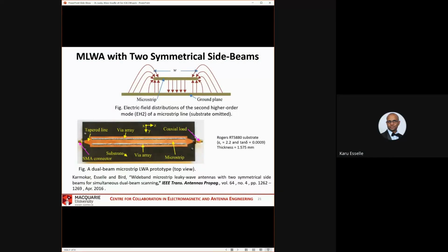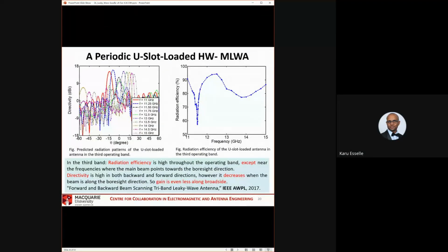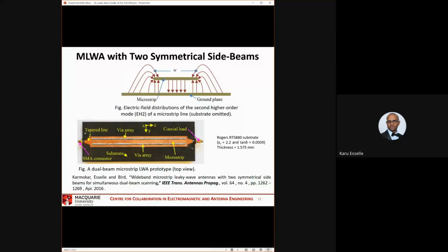Okay. I suppose this is where we stopped yesterday, and so we can continue from here. This is a solution when we have two beams on the two sides. So it is not half width microstrip as you can see, and it is a different order.